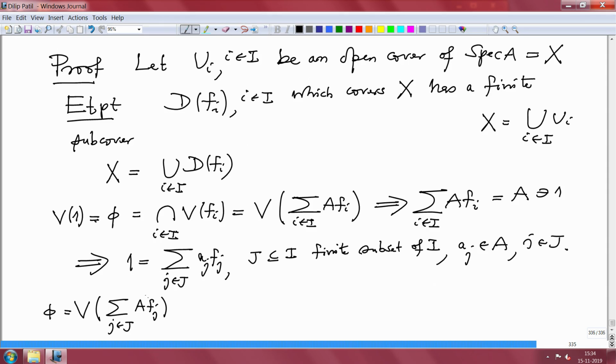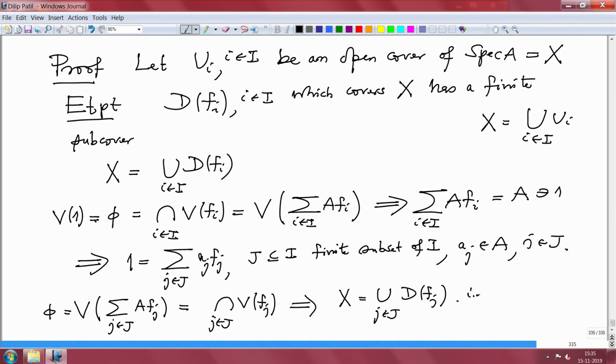Again the same argument, this is a unit ideal, therefore it is not contained in any prime ideal, therefore V of that is the empty set. But this is again the intersection over j in J of V(f_j). Now again take the complement of this. So the complement of the empty set is X, and the complement of the intersection will become the union over j in J, and then this V(f_j) complement will become D(f_j). So we have proved that X has a finite cover now.